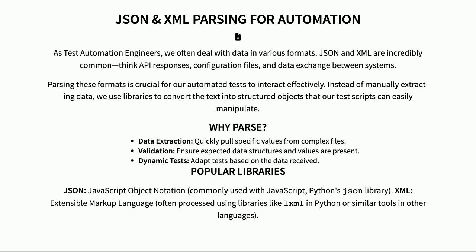Okay, let's talk about how we work with data in test automation. A lot of the information our tests need comes in formats like JSON and XML. They're super common when dealing with APIs or different systems exchanging data. The key is to parse these files, which essentially means turning them into something our scripts can understand, like a structured object we can easily work with. Parsing helps us grab the specific information we need, validate that everything's in order, and even build tests that adapt based on what the data actually looks like.